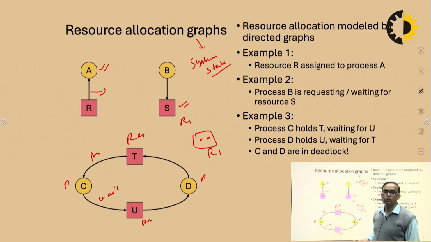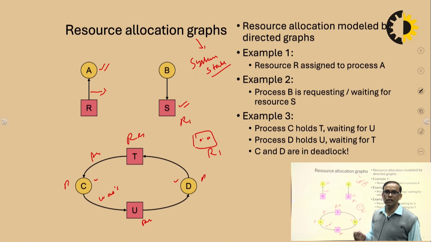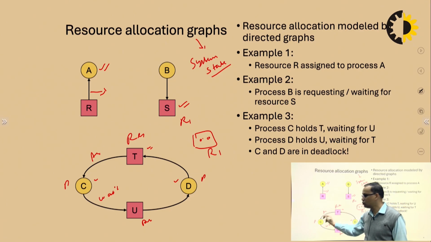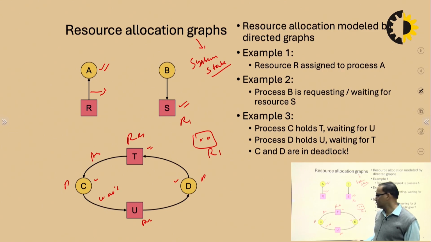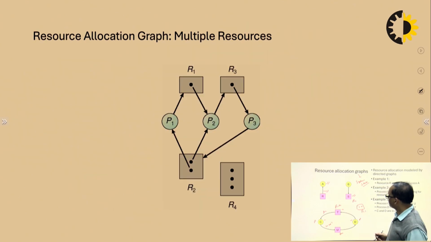Okay, so in a resource allocation graph, there are 2 types of node. The first node is used to represent the process, and the second type of node is used to represent the resources. And there are 2 types of edges, the assignment edge and the waiting edge. The assignment edge is directed from resource to process, and the requesting edge or waiting edge is directed from process to resource. So this is the resource allocation graph, which represents the system state at a particular instant of time.